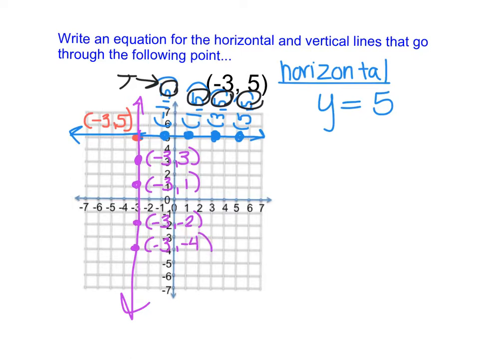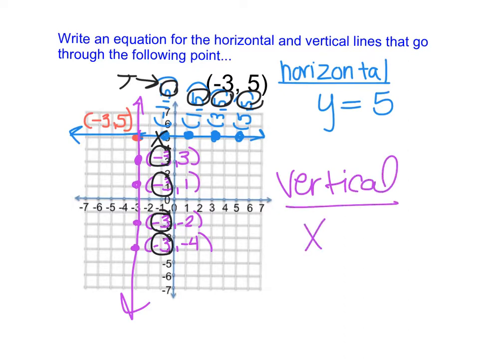After recording some of these points, if I pause and look, what these points all have in common is that their x value is always -3. So when we're working with this vertical line here, what I notice is that the x value is always equal to -3.